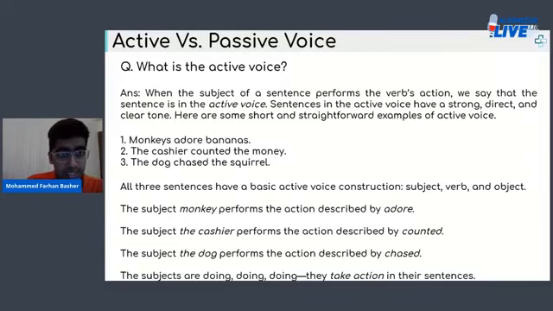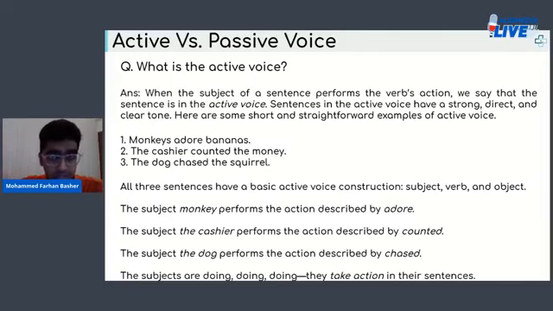So all these three sentences over here have a basic active voice construction. First, you have the subject, and then you have the verb and the object. Now, the subject monkey performs the action described by the verb adore. The subject, the cashier, performs the action described by counted. So what did the cashier do? The cashier counted the money. The subject, the dog, performs the action described by chased. So what happened here? The dog chased the squirrel.